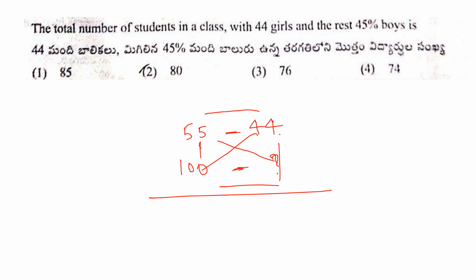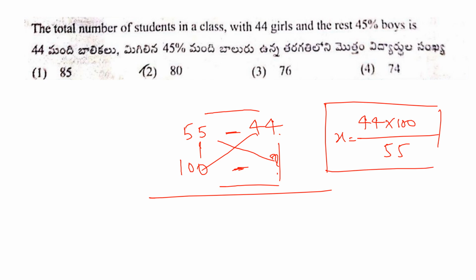Or else, let me show you how I am doing it here. Here the value is by 55. This is the value of x, the total number of students. If you want to write it down, you can use this formula, cross multiplication: 44 into 100 by 55. Or if you want to calculate a bit faster, you can do it from here itself. 11 4s are 44, 11 5s are 55.